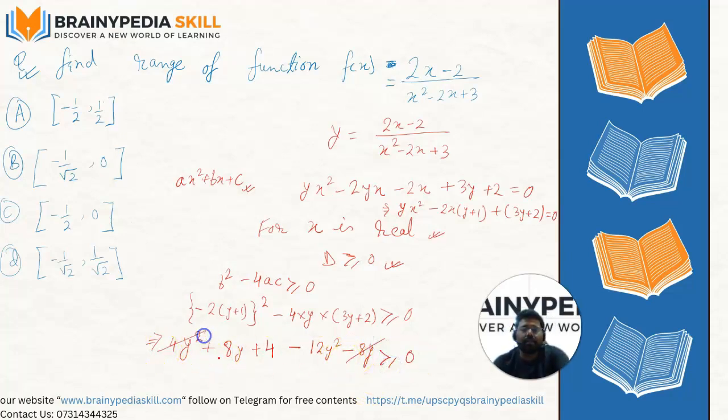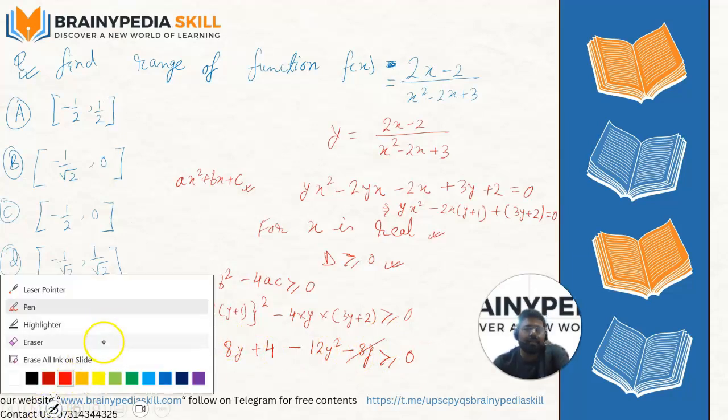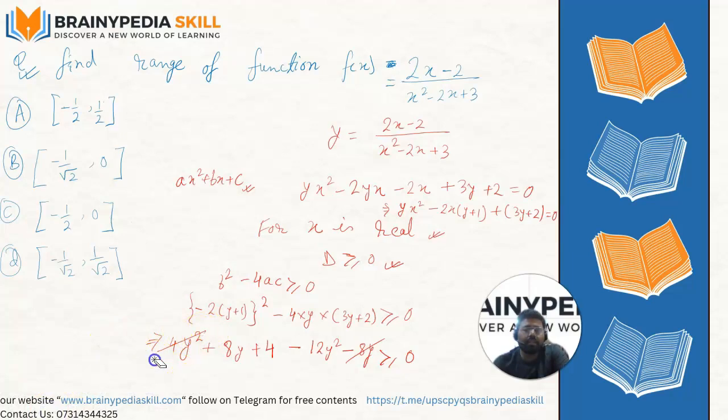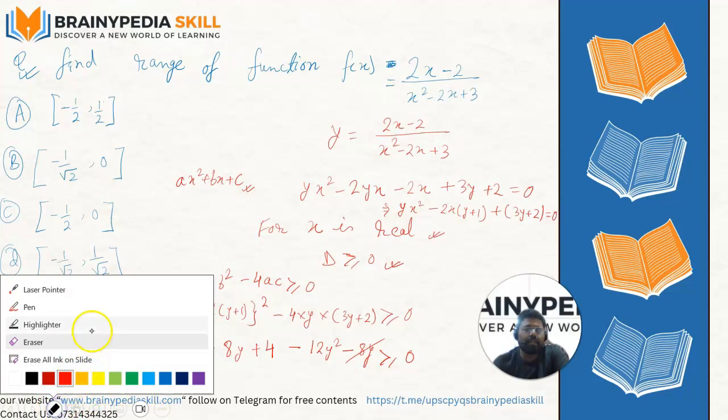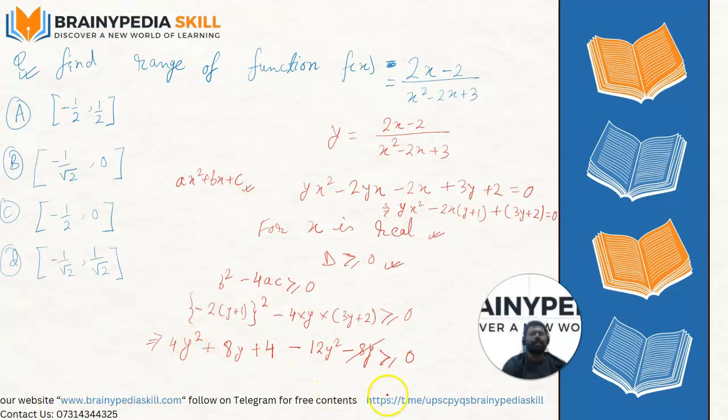8y gets cancelled. Oh, sorry. 8y gets cancelled, right? Okay. 8y and 8y will get cancelled. So what am I left with? I am left with 4y square. 4y square minus 12y square. So how much will you get? Minus 8y square.